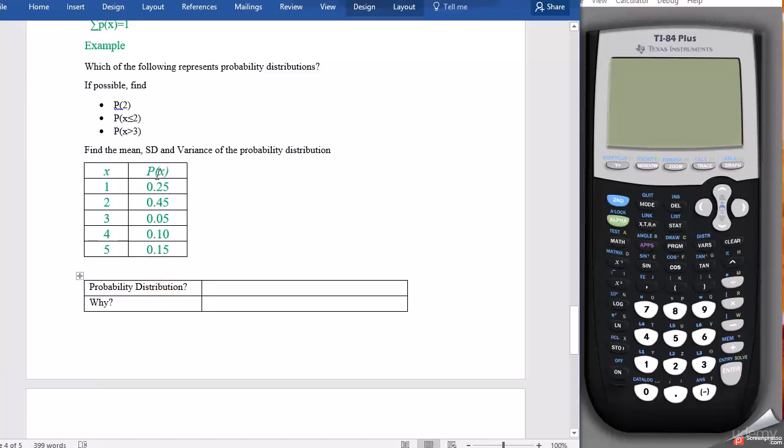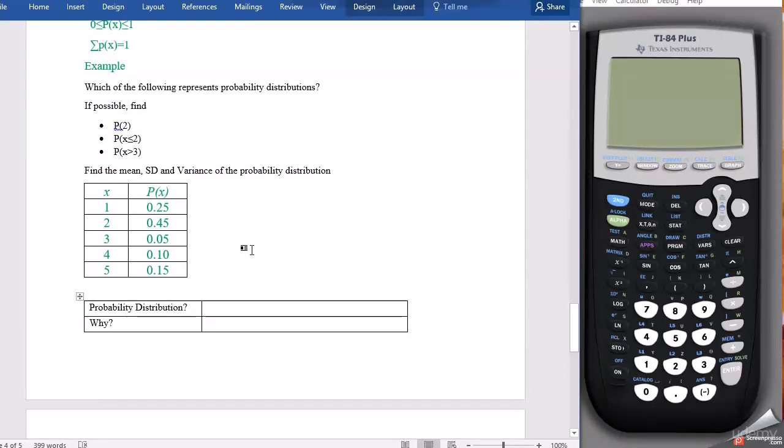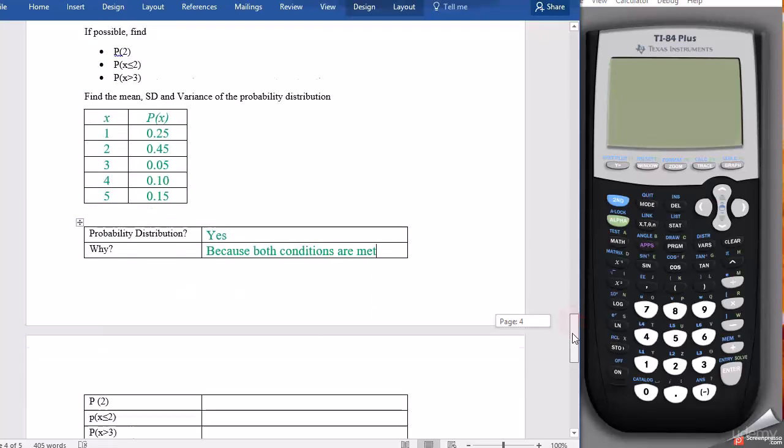The first thing is asking if this is a probability distribution. To answer that question, we're going to look at the two conditions. Look at the individual probabilities in this distribution. You can see that each of them is less than 1 and more than 0, so that part of the condition is met. The second condition is that if you add the probabilities, it should be equal to 1. Does that happen? Yes, it does. So the two conditions are satisfied, and we can say that yes, this is a probability distribution, because both conditions are met.